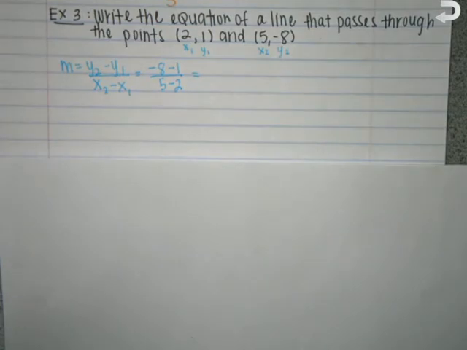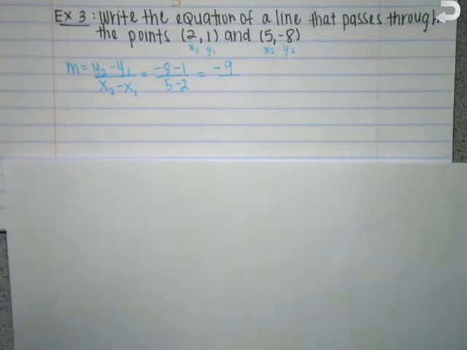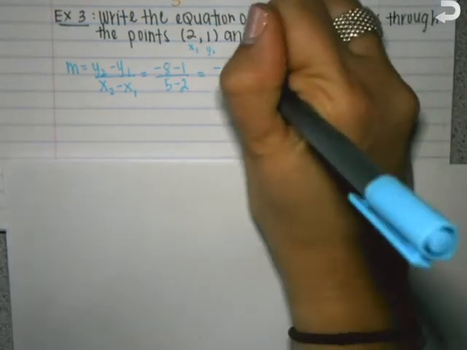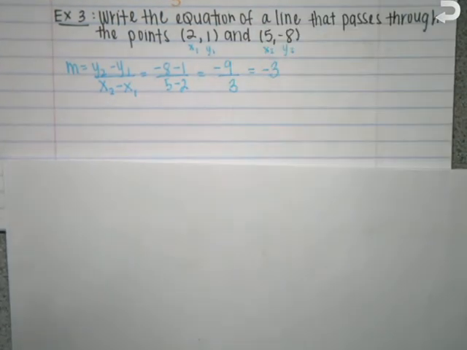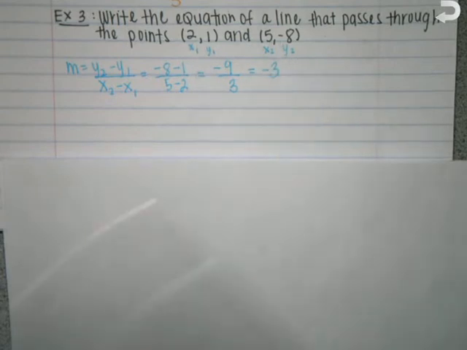Okay, guys, what's negative 8 minus 1? Negative 9 over 3. And does that reduce at all? Yes, that reduces to negative 3. Okay, so I have my slope. I still don't have my y-intercept, and I have no idea how to find it. What else do I have, though? I have my slope, and I have 2 points.